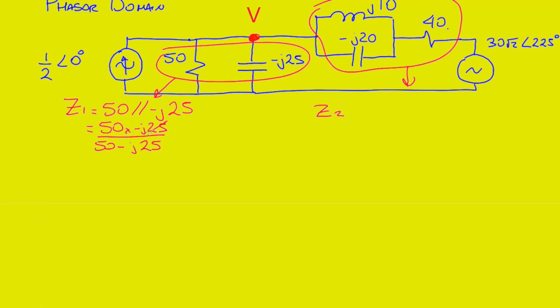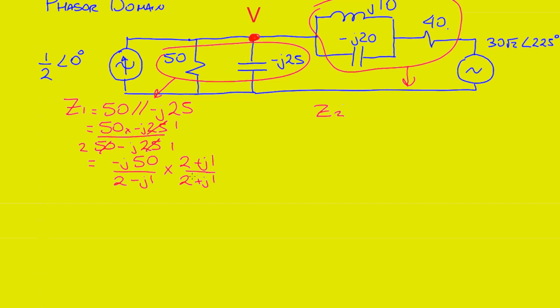I can now cancel a 25 out of each term. That leaves me with a 1 there, and a 2 there. And that works out then to minus j50 over 2 minus j1. To clear the complex number from the denominator, I multiply by the complex conjugate, or 2 plus j1 divided by 2 plus j1.